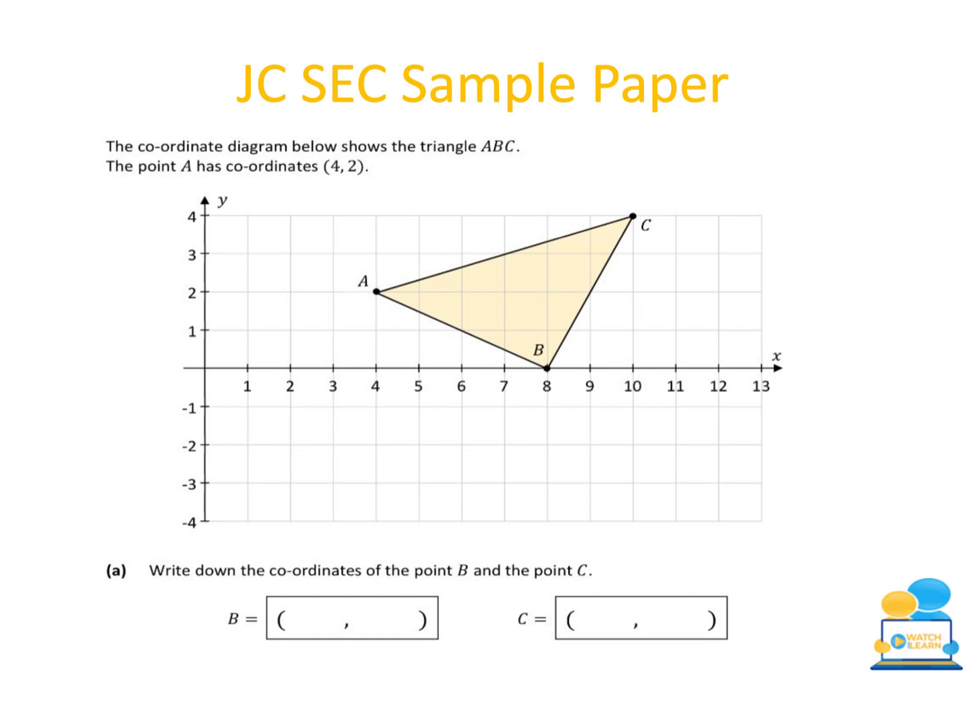The final exam question that we will look at today is from the SEC sample paper. The question on coordinate geometry here tells us that we have a triangle ABC and they give us the coordinates of point A, which is (4, 2).